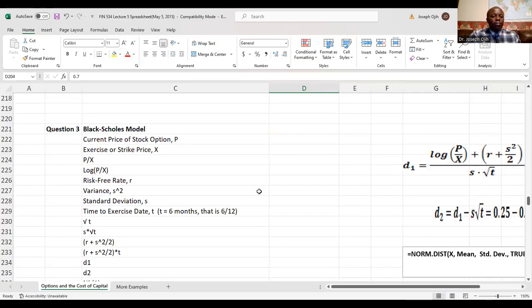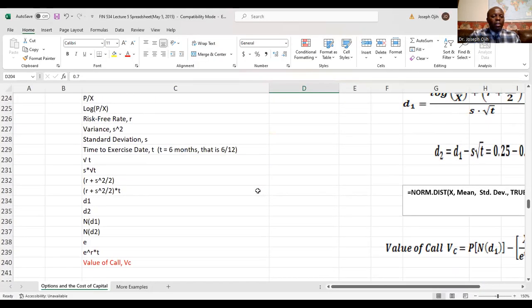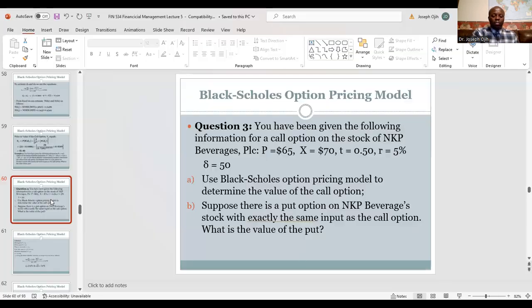Now, we did another calculation. Now, let's do one more example. I believe that should be the last example. And then we'll be good.